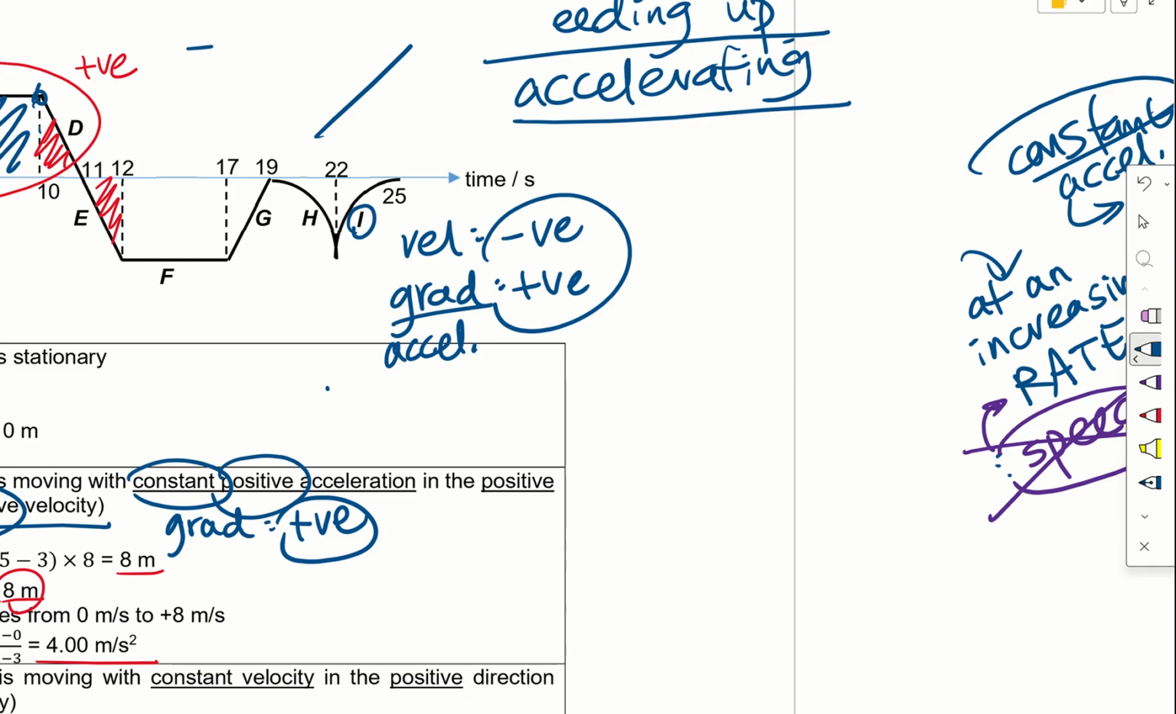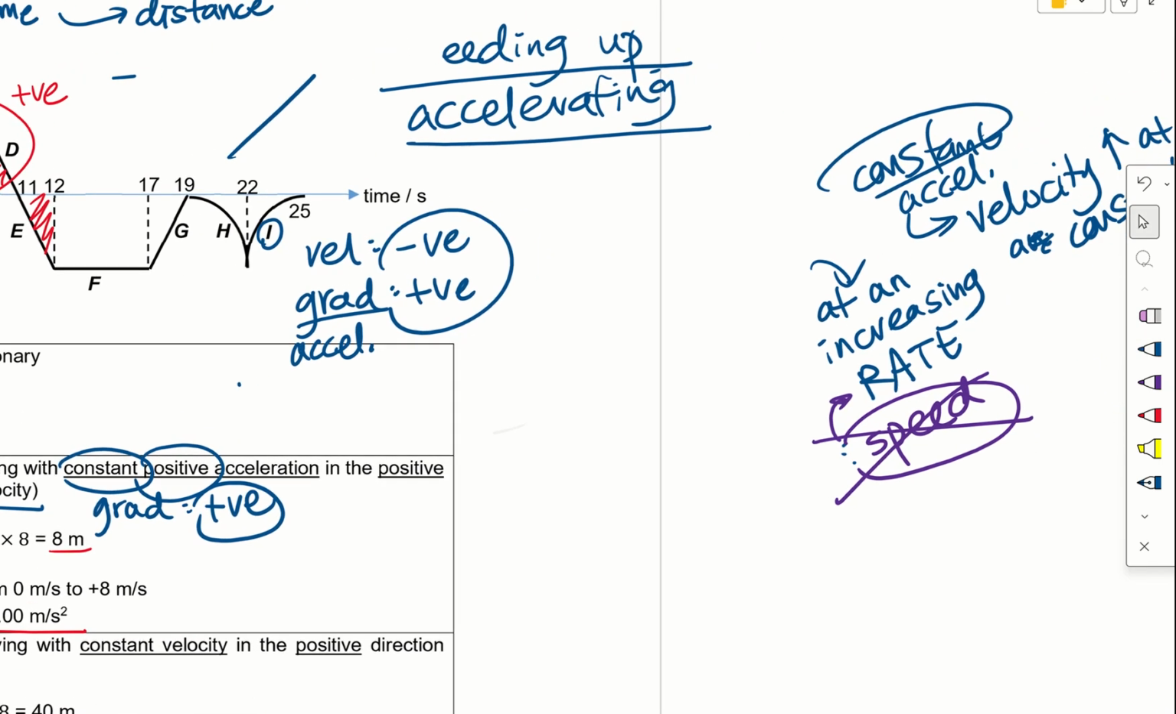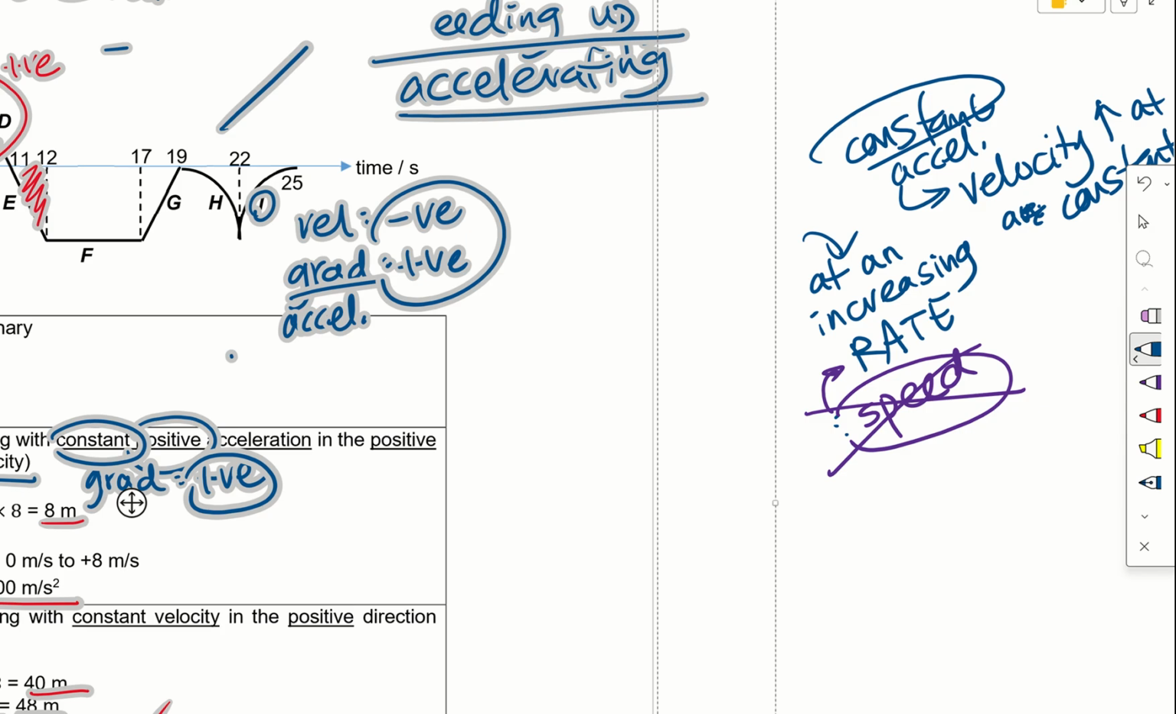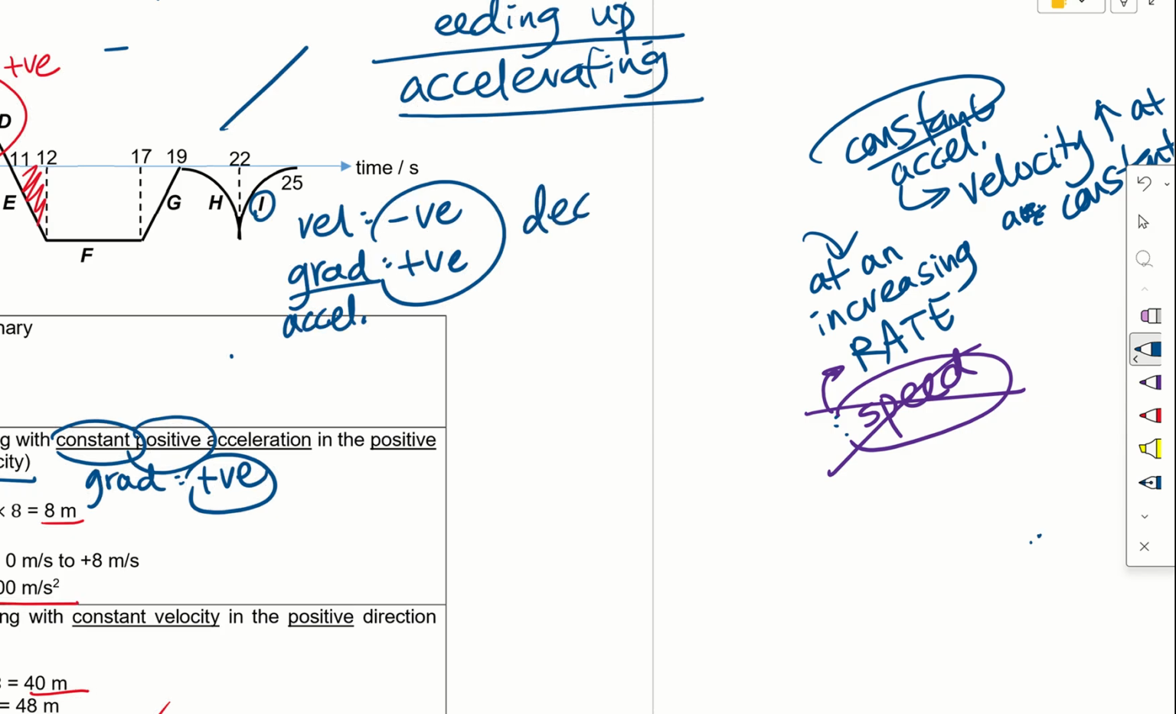So before you say whether it is accelerating or decelerating, look at the sign. If the velocity and gradient have opposite signs, that means it is decelerating. That means the velocity, very simply, is decreasing.